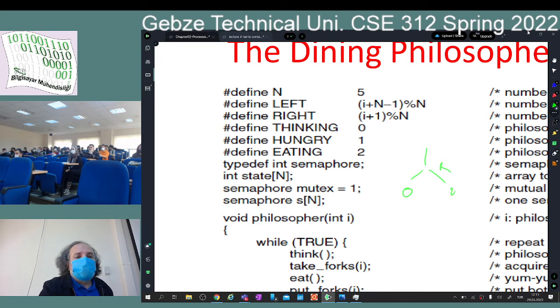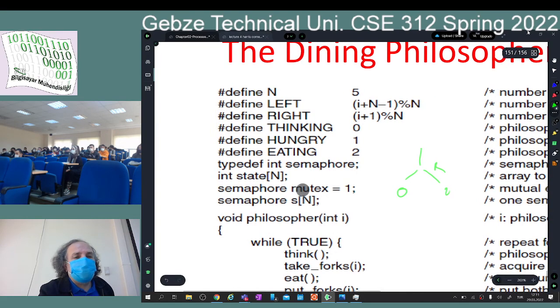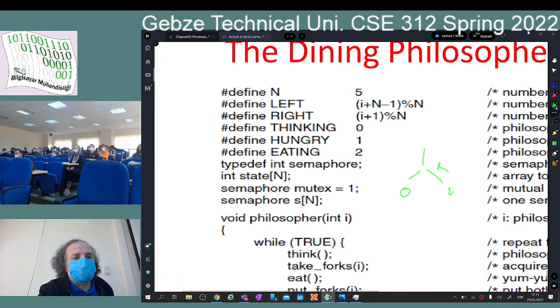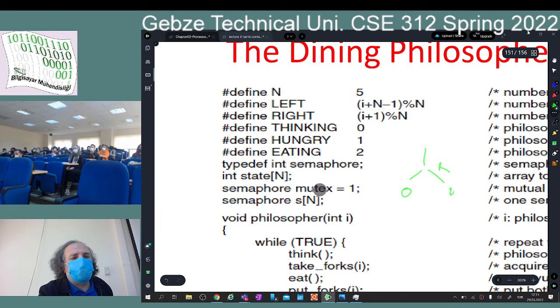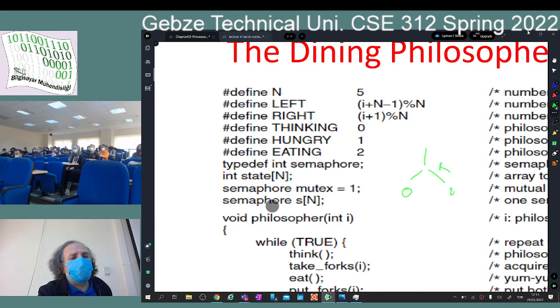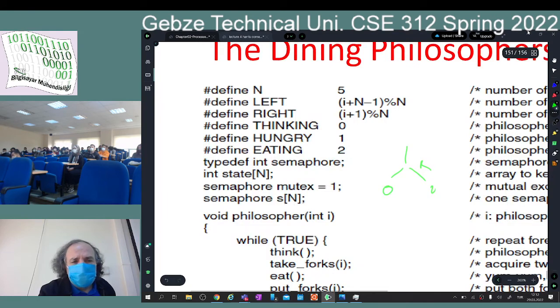Then I have a mutual exclusion semaphore, a mutex, a binary semaphore, which is going to be just 0 and 1. And this is another semaphore. It's a semaphore array, and I will keep a semaphore for each philosopher, and initially these will all be 0.